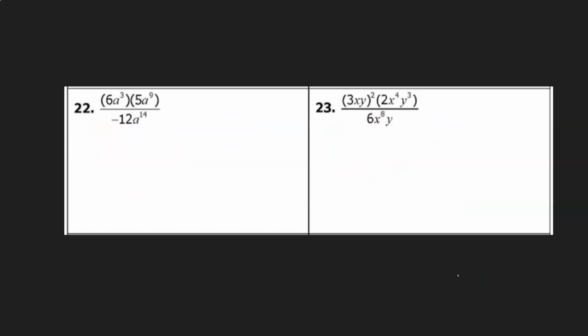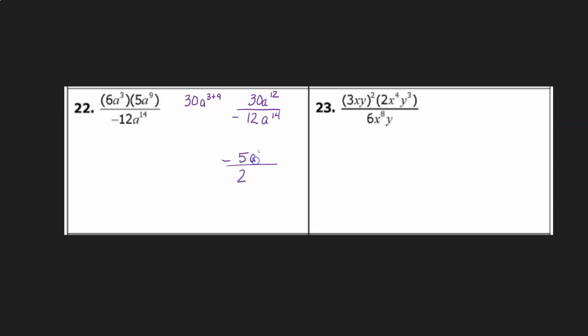22. Let's figure out what's going on in the numerator first. So I'm going to multiply those. So I have 30a to the 3 plus 9 power, which is 30a to the 12, divided by negative 12a to the 14th. So let's reduce this to negative 5 halves.